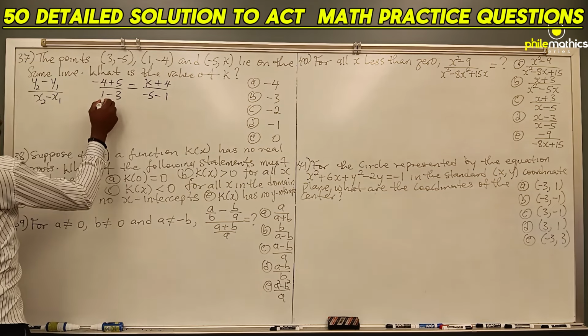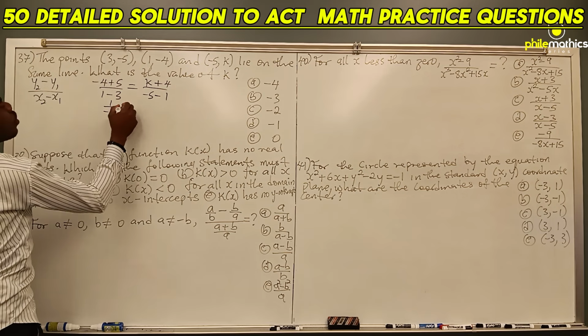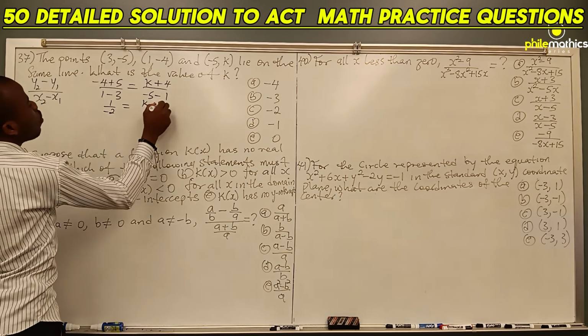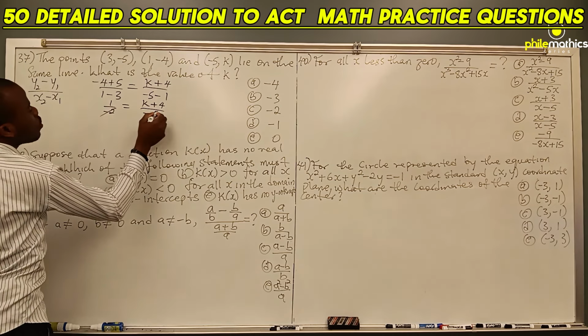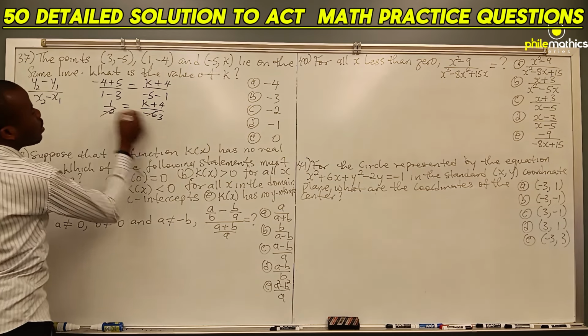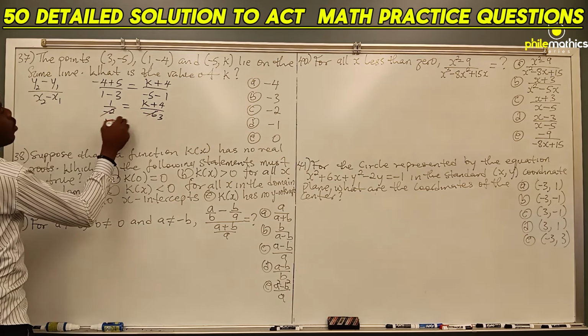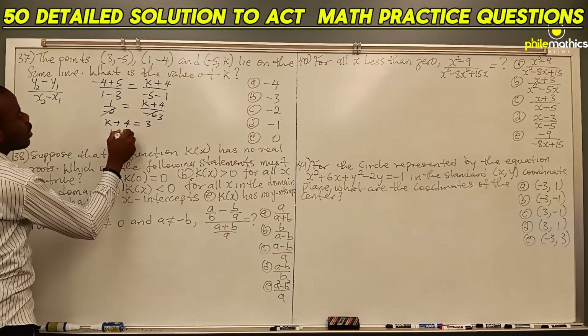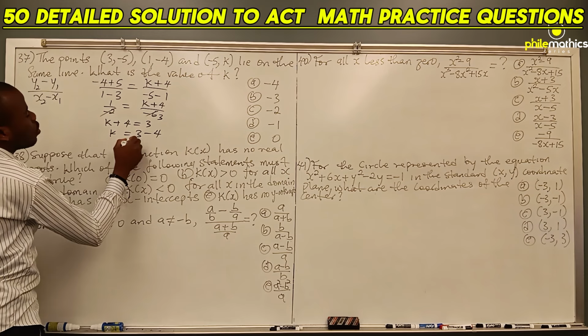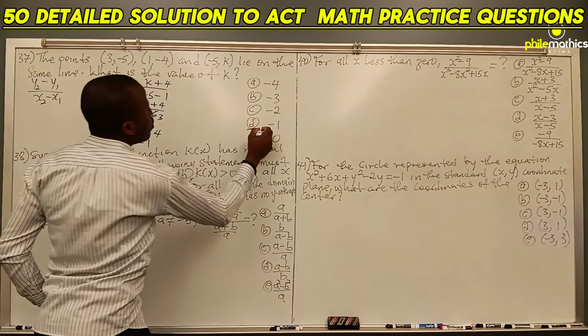And so this is 1 over minus 2 equals k plus 4 over minus 6. Minus 2 can cancel minus 6 three times. And so we have k plus 4 equals 3. So if we subtract 4 from both sides, k will be 3 minus 4, which is minus 1, which is D.